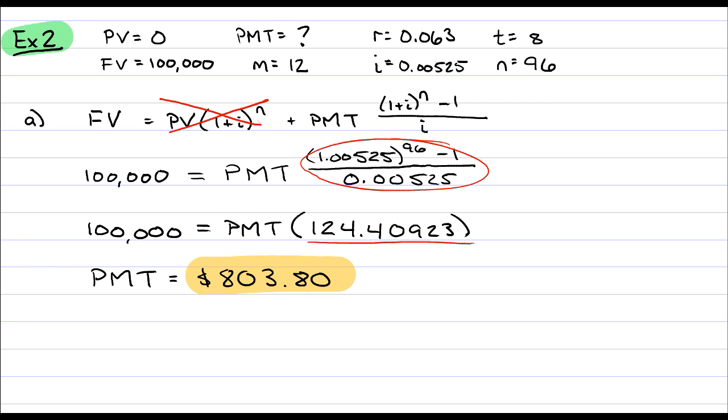Okay, so in Part B, we want to know what is the total amount of interest earned by the company over the course of the 8 years. Well, this is actually very similar to Parts B and C in Example 1. It's just sort of rolled in together. So if I want to know the amount of interest the company earned over the course of the 8 years, I need to know how much they deposited of their own money. So I need to calculate the total of the deposits.